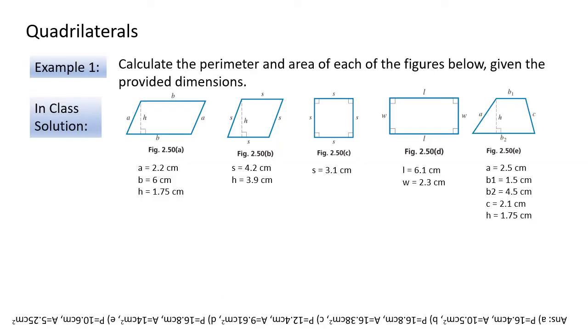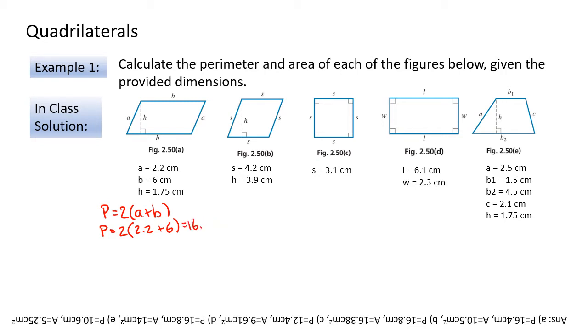So using all of these, my first example is I want to calculate the perimeter and the area for each of these figures. Okay. So let's start with a parallelogram. Our dimension A is 2.2 centimeters, dimension B is 6 centimeters, and our height is 1.75. Remember our perimeter is simply 2 times A plus B. In this case, it's 2 times 2.2 plus 6. And if you do that, you get 16.4 centimeters.